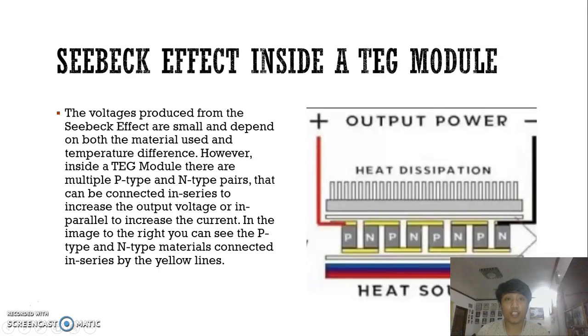The Seebeck effect inside a TEG module. The voltages produced from the Seebeck effect are small and depend on both the material used and temperature difference. However, inside a TEG module, there are multiple p-type and n-type pairs that can be connected in series to increase the output voltage or in parallel to increase the current. In the image to the right, you can see the p-type and n-type materials connected in series by the yellow line.